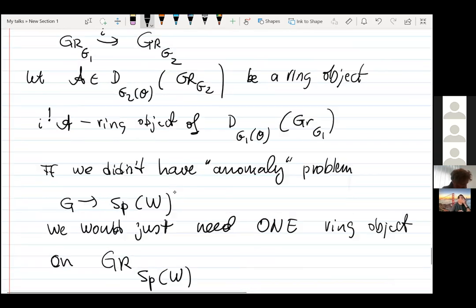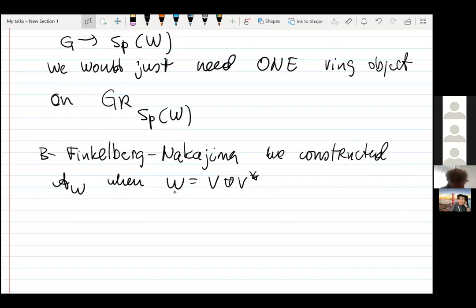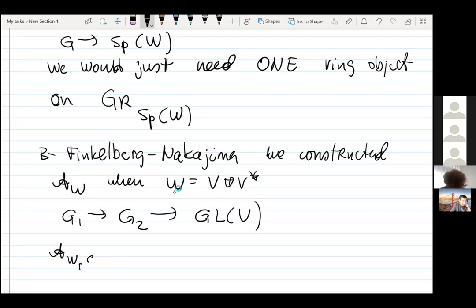it was manifest from the construction that if you have homomorphisms from G1 to G2, and then G2 would map to GL of some V, then our construction was such that this AW for the group G1 was exactly the pullback of AW for the group G2. So it didn't contradict this idea. In fact, if you only restrict yourself to this quiver gauge theory type, then it's enough to construct this thing just for the standard representation of GL M. But somehow you want to do it in this symplectic case.